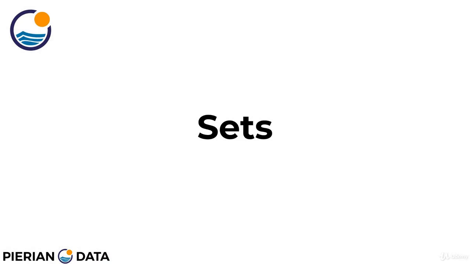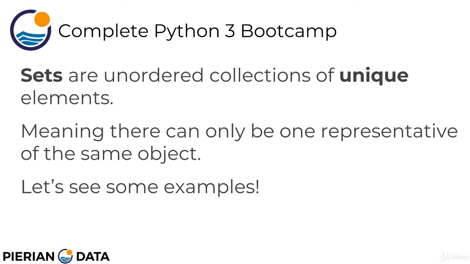Welcome back, everyone. In this lecture, we're going to very quickly cover what sets are. Sets are unordered collections of unique elements. This basically means that there can only be one representative of the same object, so you can't have the number 2 in there more than one time, or the letter A in there more than one time. Let's see some examples of how to work with sets in the Jupyter Notebook.